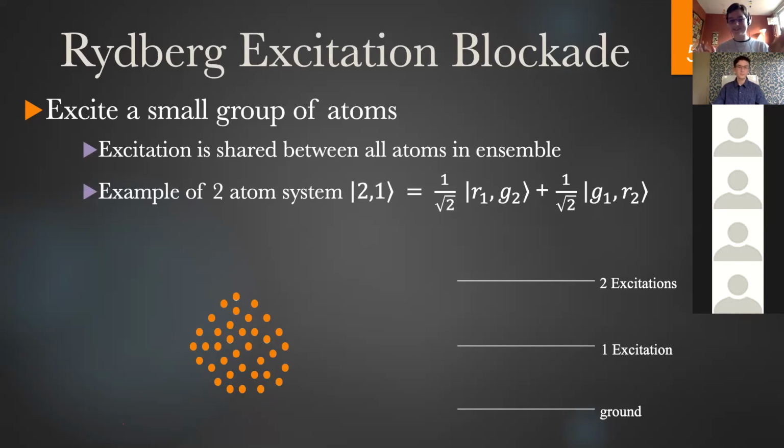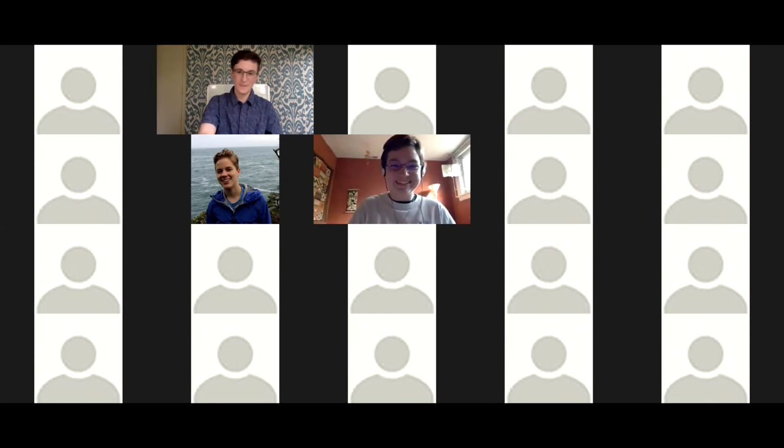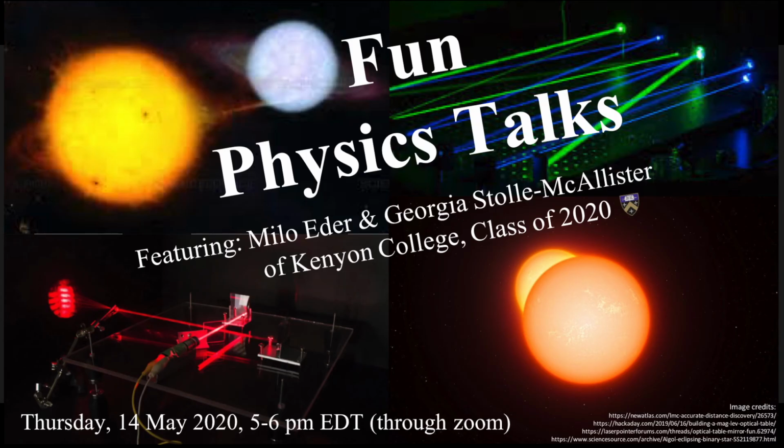All right. Thank you again, Milo. Awesome. So it is now my official pleasure to introduce our second speaker, Georgia Stolle-McAllister, who is a physics major and Russian minor graduating from Kenyon in 2020. She hails from Baltimore, Maryland. The research that she's presenting was done under Philip Muirhead from Boston University, as well as Paula Turner from Kenyon. So the floor is yours.